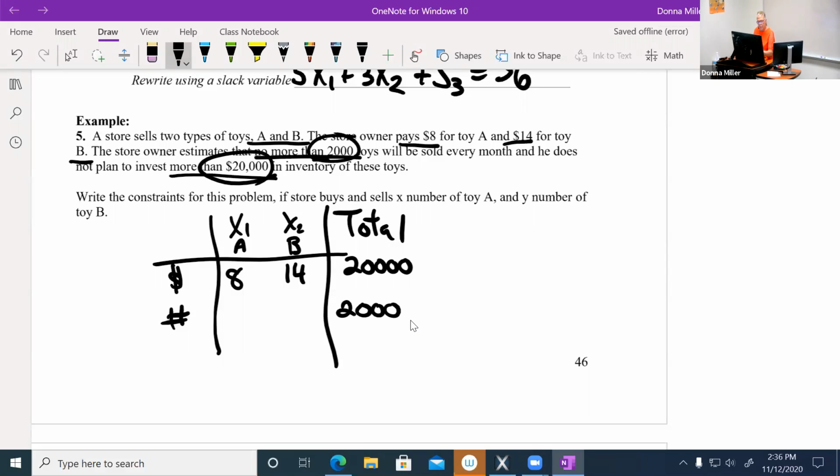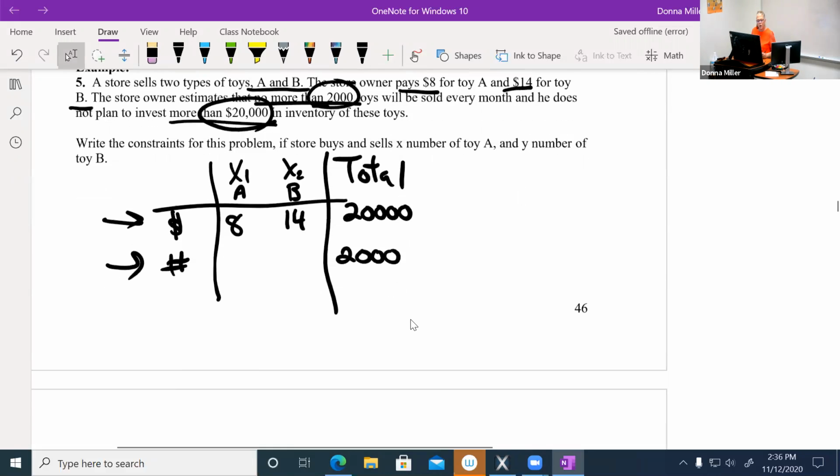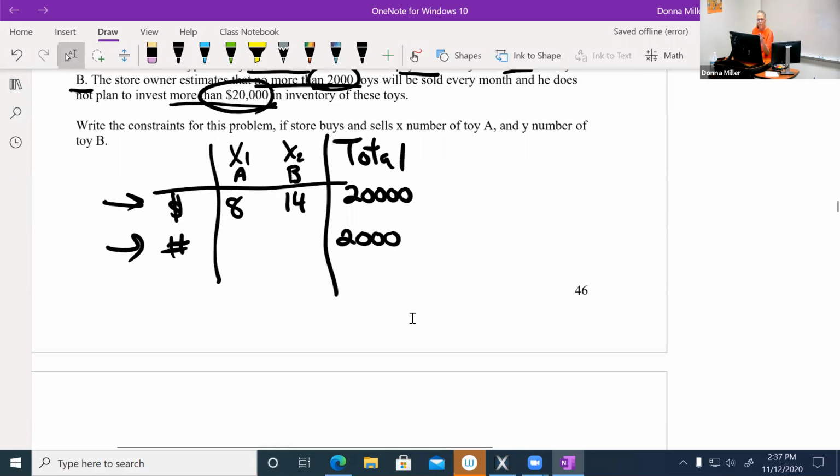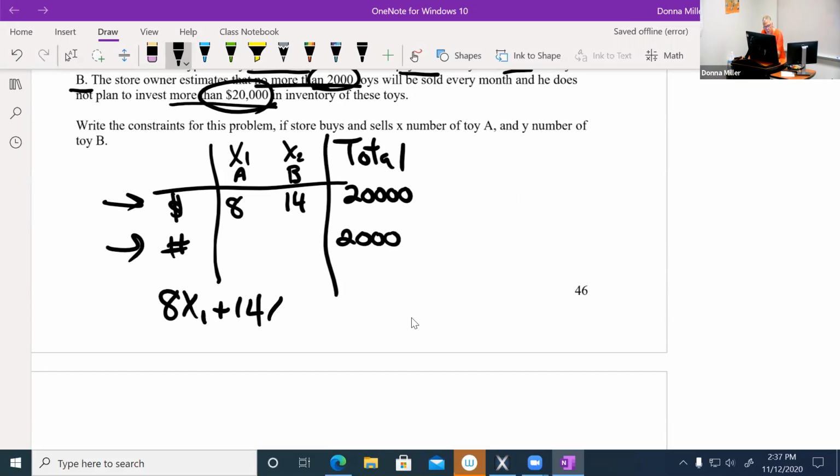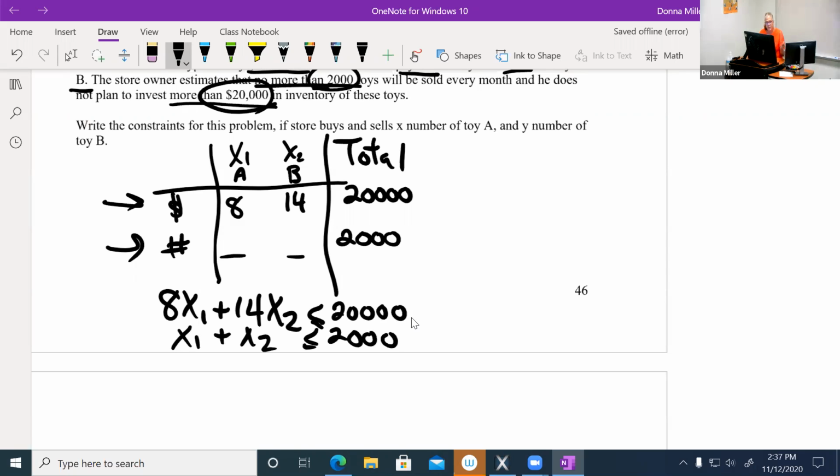Now I can pretty much just write these 2 equations going across the rows, and I've got my constraints. If I read across the rows, I have 8X1 plus 14X2 has to be less than or equal to 20,000 bucks. Now there's nothing there, so it's just X1 and X2, so this is X1 plus X2 is less than or equal to 2,000. These are the constraints that I need. Now I've got them, and I can solve my simplex tableau.